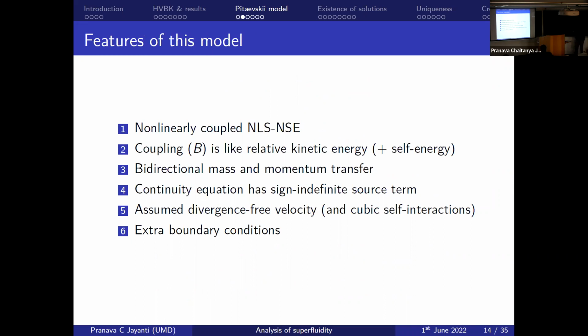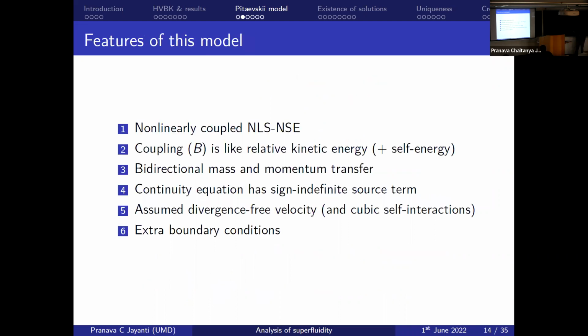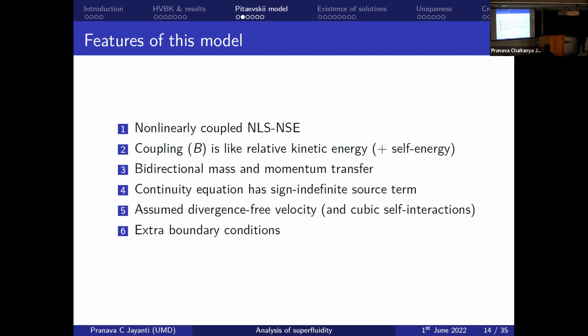So this is a model that is bidirectionally coupled and allows for mass and momentum transfer, as you can see here and here. Right. The continuity equation has a sign indefinite source term. This quantity is sign indefinite. If you integrate it over the entire domain, then it's non-negative, which basically means that with time, the overall normal fluid mass inside the domain will not decrease. We've assumed divergence-free velocity and cubic self-interactions, right? And we've imposed the extra boundary conditions.